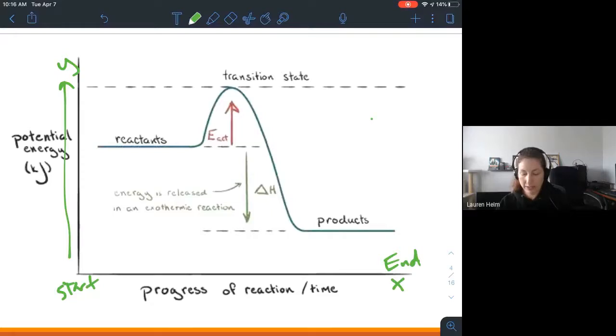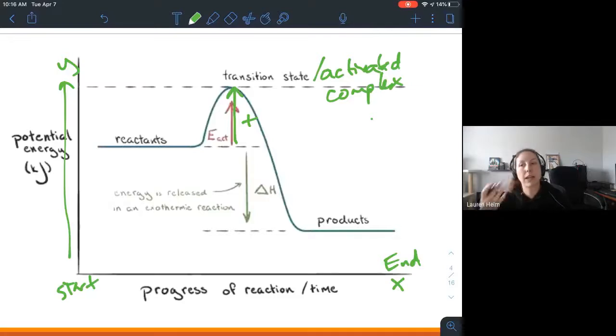To go from the reactants to the transition state, or the activated complex, it requires our EA, our activation energy. So we need to add in that positive amount of energy to get from the reactant to the transition state. Once we get there, then we have enough energy for the reaction to continue, and we form our products that you can see on the right-hand side. The difference in energy from the reactants to the products is our enthalpy, which we've seen before.